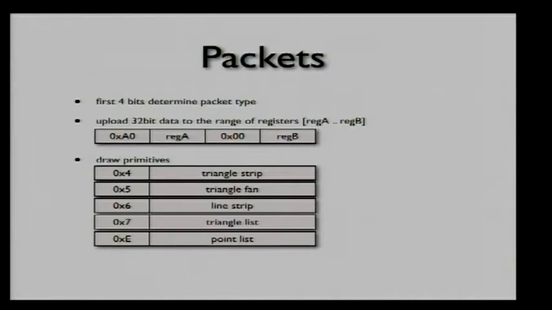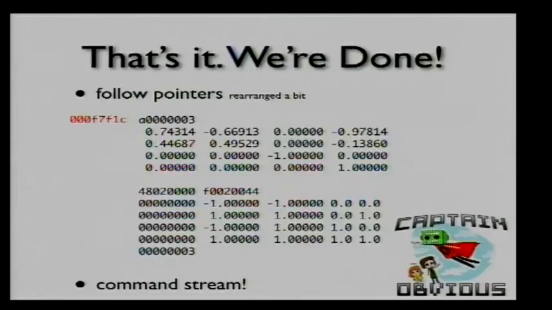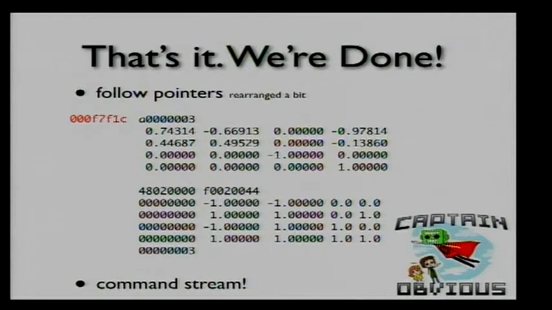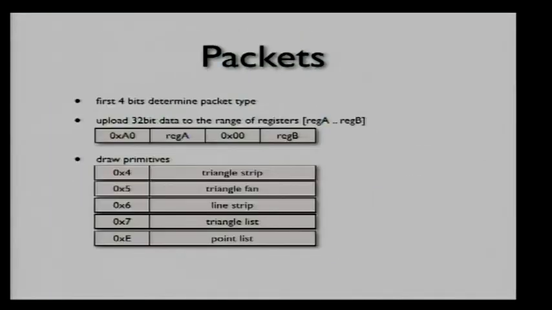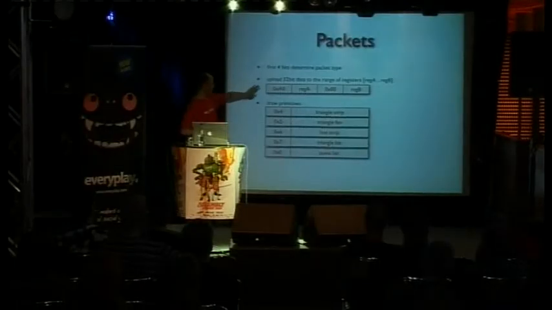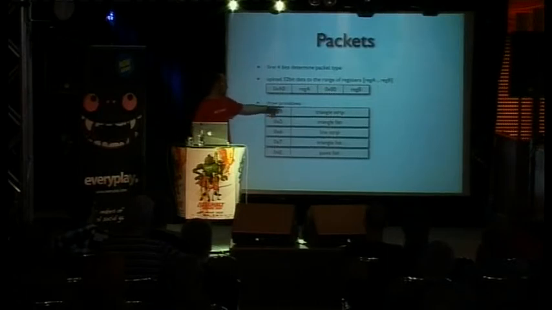I can briefly jump back for a moment. Yeah, you see here, that's upload data, starting from the 0th register up to the 3rd register, and then it uploads chunks of data. And that's another packet, which starts here. That's usually for uploading matrices, and that's for drawing the primitives. And that's the primitive you will find: a triangle strip, and it's 4. There are a number of other ones.